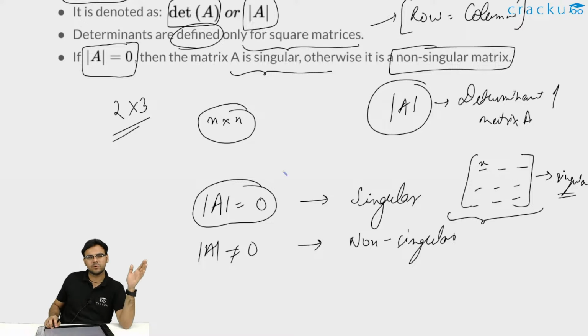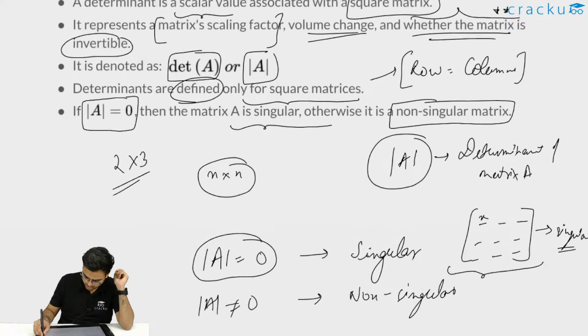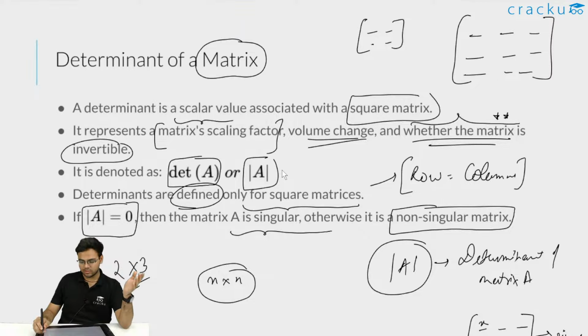They can directly give you that the matrix is either singular or non-singular. So reading that, you should be able to just put that determinant of A is 0 or it is not 0. So this was about the basics of determinants. So let's move to the next slide.